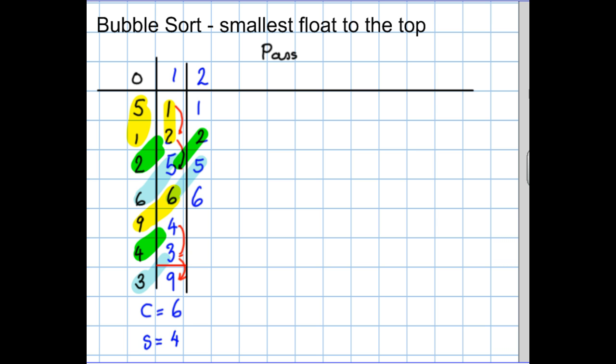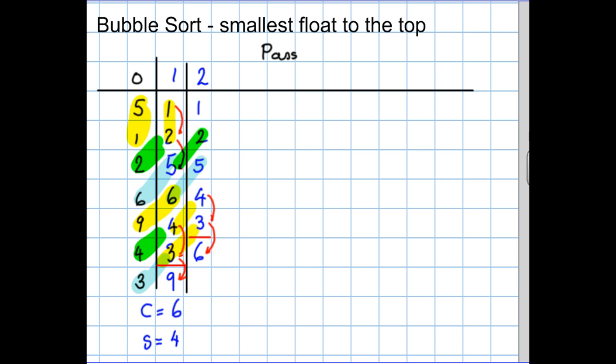Again, no swaps. Now it compares 6 and 4. 6 is larger than 4, so they swap positions. And 4 goes here, and 6 goes here. And we've got a swap. Then it compares 6 and 3. 6 is larger than 3, so they swap positions. And then it notes that it's got the largest number at the bottom. I forgot to record one swap there.